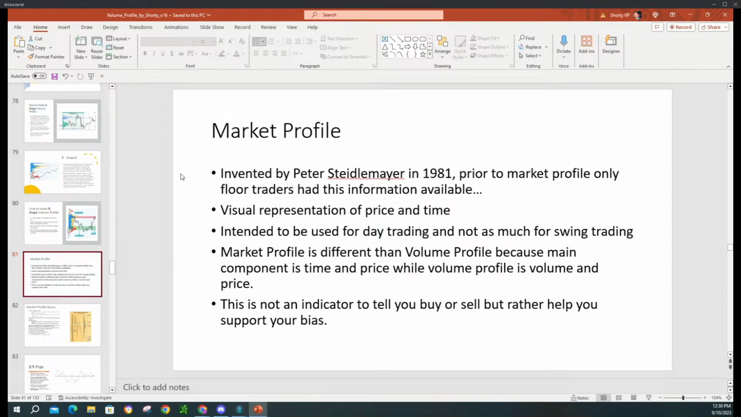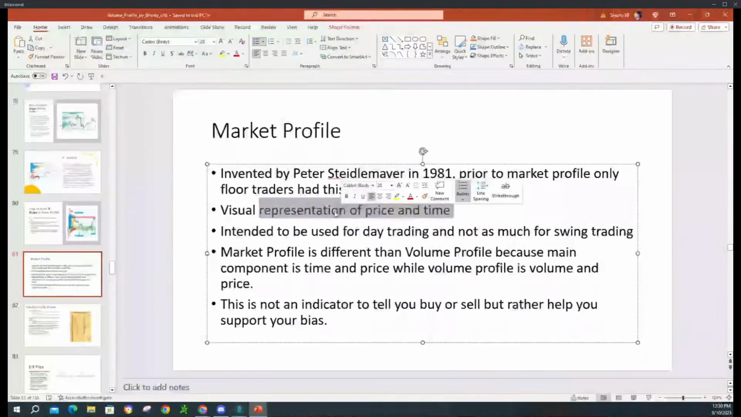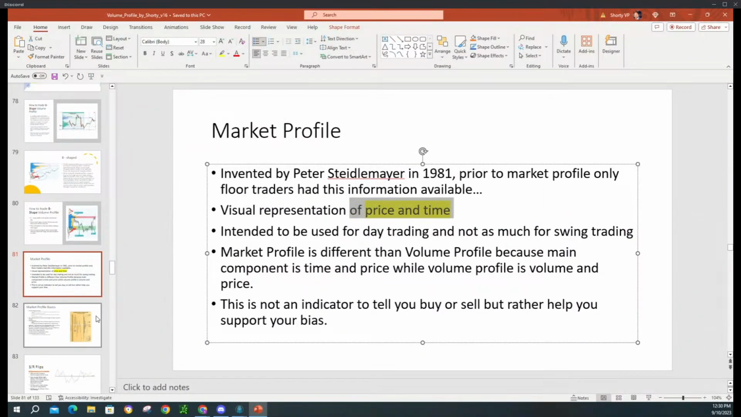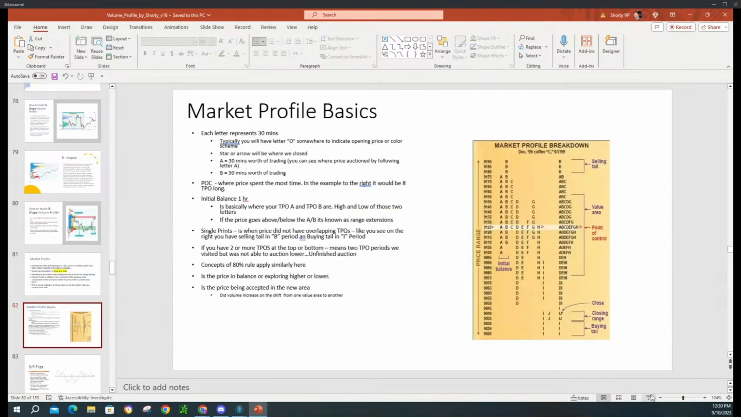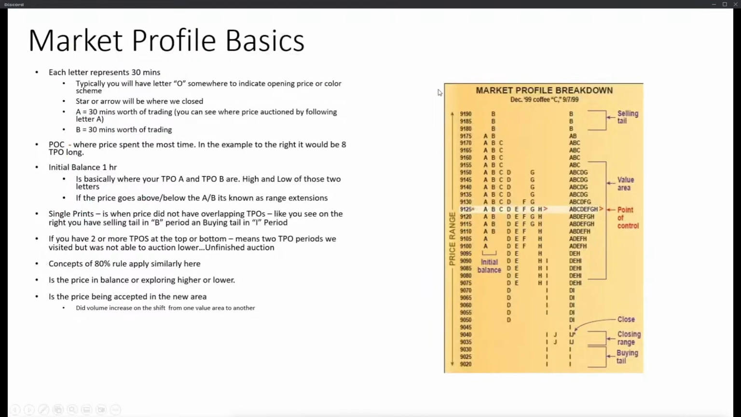Hopefully you guys know the difference between market and volume profile. Not an indicator, price and time only. So this should be bolded. This is the important piece to it. When you look at the structure of a market profile, it's very similar to volume profile, right? I would say everything looks the same, right?